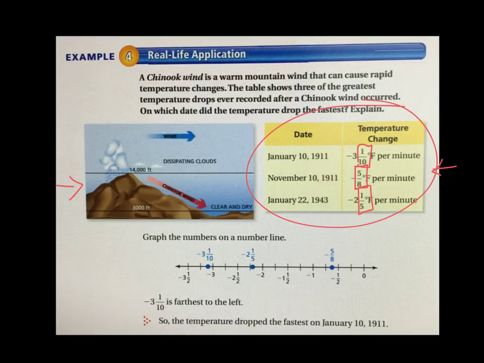So what they did was they graphed the numbers on the number line. They started with 0, and they ended with negative 3 1/2, because we don't go any lower than that, because we start at negative 3 1/10. So this went in intervals of negative 1/4, negative 1/2, negative 3/4, negative 1, and so on and so forth.